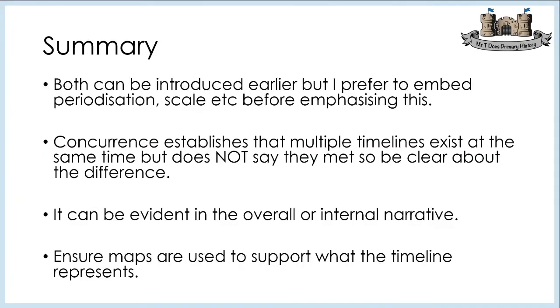Okay, just finish off with a quick summary. Both concurrence and interaction can be introduced earlier, but as I said before, I prefer to embed periodization, scale, etc. before emphasizing this added layer of complexity. Concurrence establishes that multiple timelines exist at the same time, but does not say they met, so be clear about the difference. They can be evident in either the overall narrative or internal narrative. And then as soon as you start to consider interaction and concurrence as well, quite frankly, ensure maps are used to support what the timeline represents so that you can see it in both contexts.